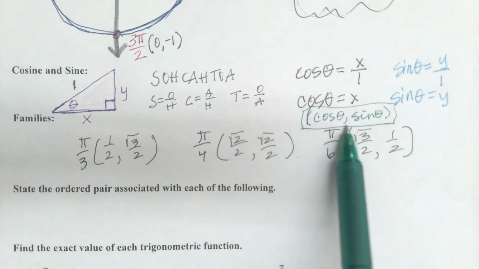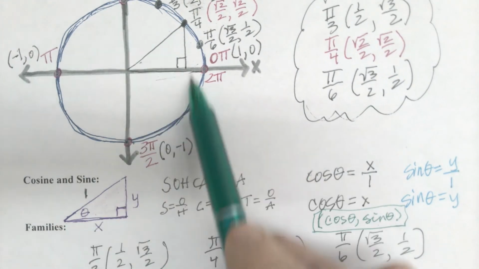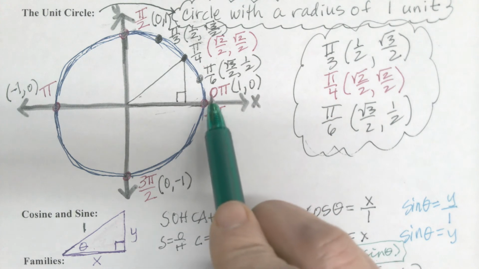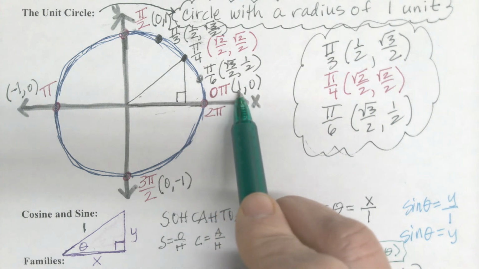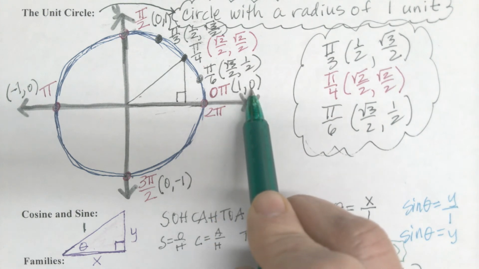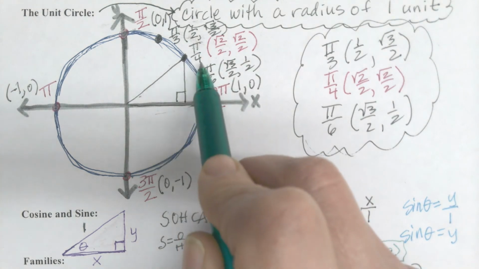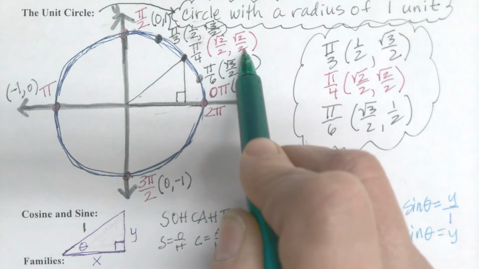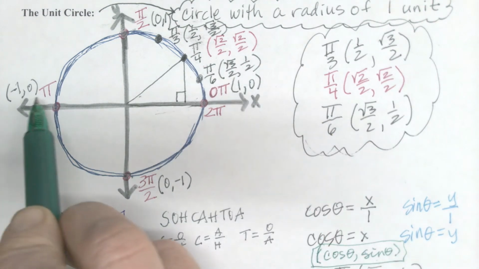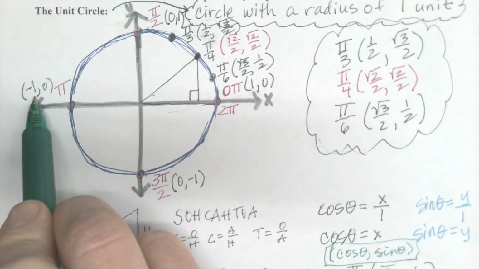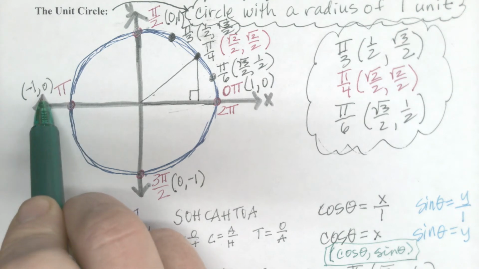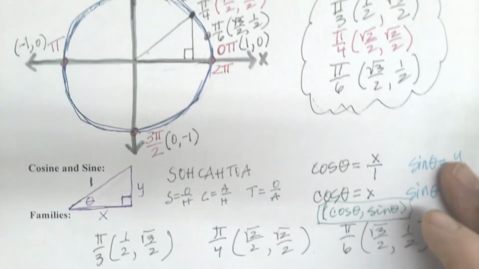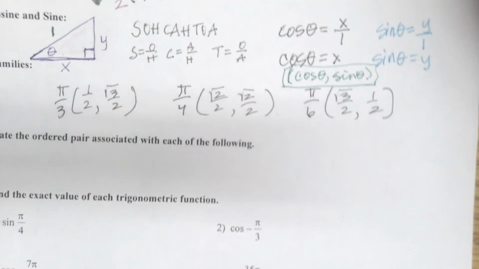Now these cosine and sine work for all of these values as well. The cosine of 0 pi is 1. The sine of 0 pi is 0. The cosine of pi over 4 is square root of 2 over 2. The sine of pi over 4 is square root of 2 over 2. The cosine of pi is -1. The sine of pi is 0. So the x-coordinate is always cosine, the y-coordinate is always sine.